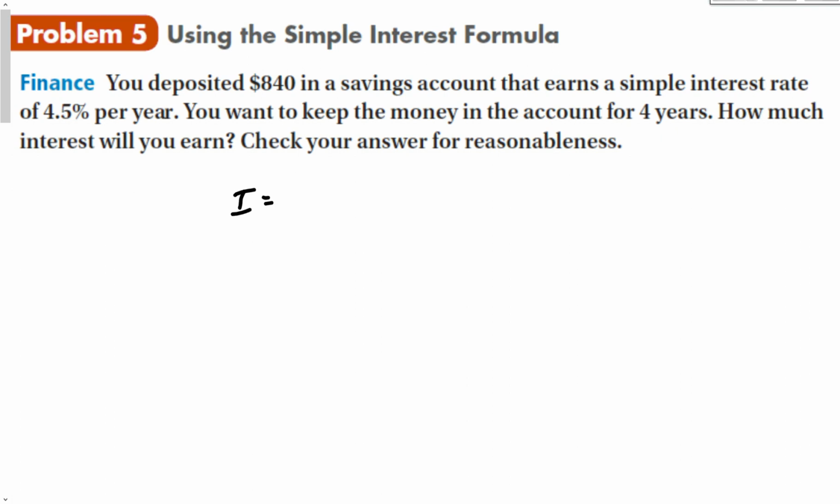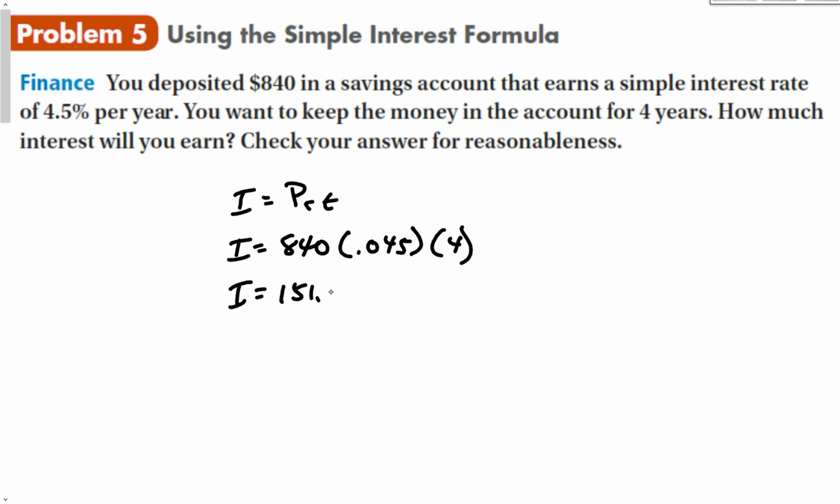So I is equal to principal times rate times time. So the interest that I earn is equal to the principal, the amount of money I start with, my interest rate, 0.045 as a decimal, and time, 4 years. So we should expect a decent amount of money in 4 years, but not a lot. So we just do 840 times 0.05 times 4, and we get that the interest that I earn is 151.20. Makes sense. Not too much, not too little.